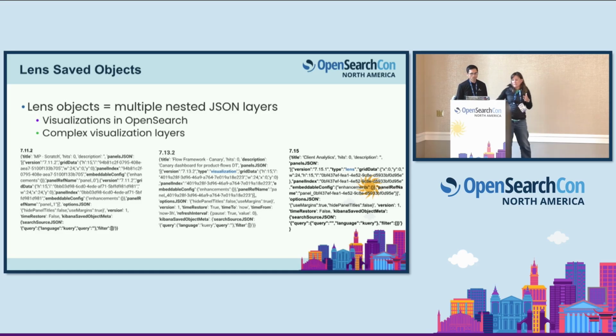And then here are some examples of just kind of the JSON we pulled, right? Title, panel JSON version, grid data, panel index. These look like basic building blocks of dashboards, but they quickly change from one version to the other. So here we have a new type, visualization. We have some more attributes down here. Down here, we switch back to lens.